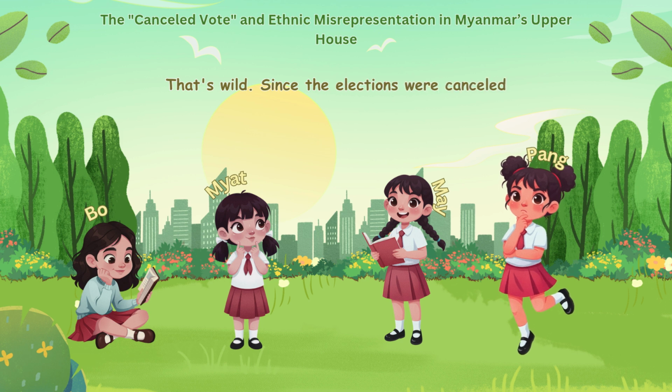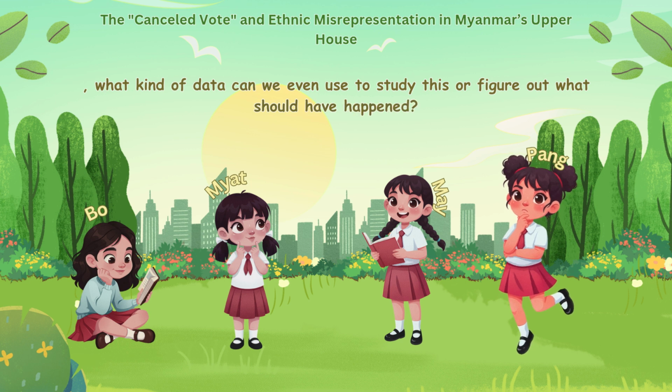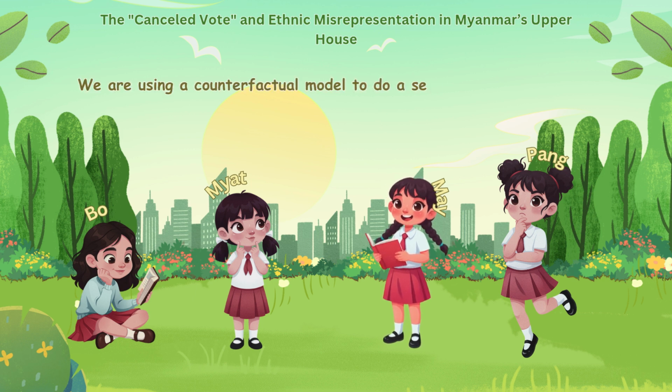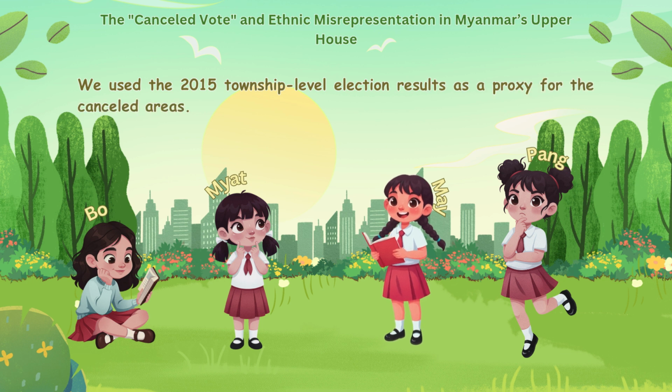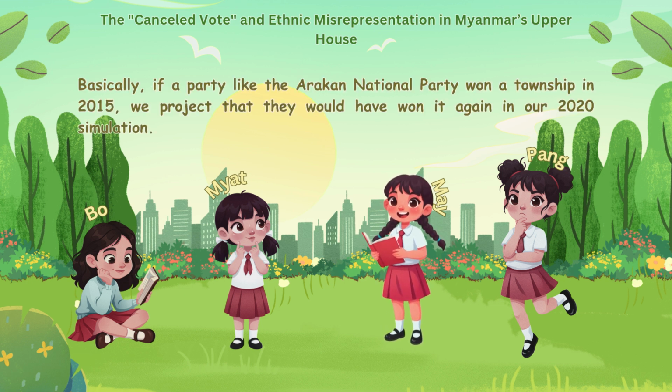That's right. Since the election was cancelled, what kind of data can we even use to study this, or figure out what should have happened? Good question. We're using a counterfactual model to do a seat projection. We used the 2015 township level election results as a proxy for the cancelled areas. Basically, if a party like the Arakan National Party won a township in 2015, we project that they would have won it again in our 2020 simulation.